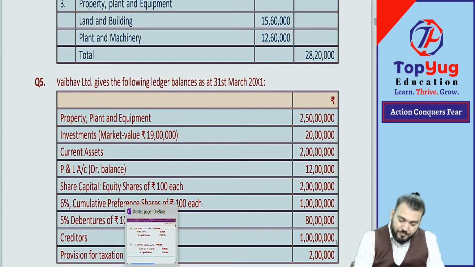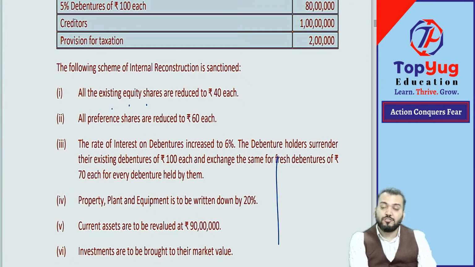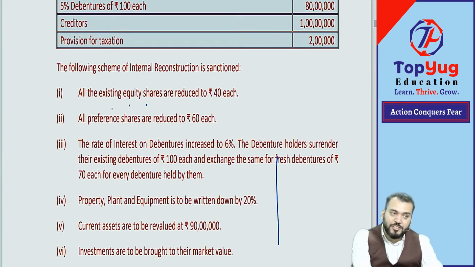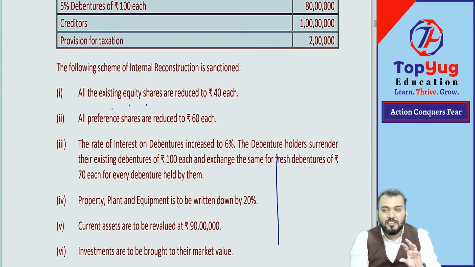Then next point. The rate of interest on debenture is increased to 6%. So the rate of interest from 5% will become 6%. This class of debenture changes from 5% to 6%. Then debenture holders surrender their existing debentures of rupees 100 each in exchange for fresh debentures of rupees 70 each for every debenture held by them. Means face value is also going to change. 100 will become 70, so 30 will be capital reduction.